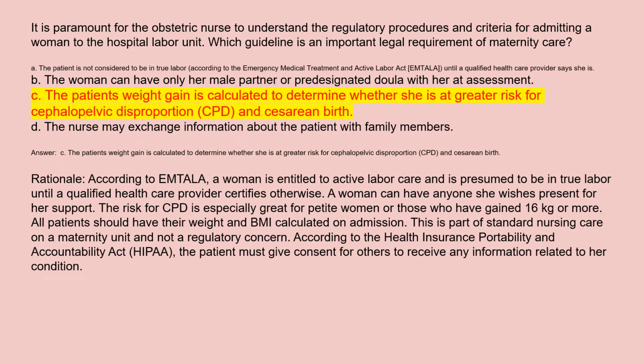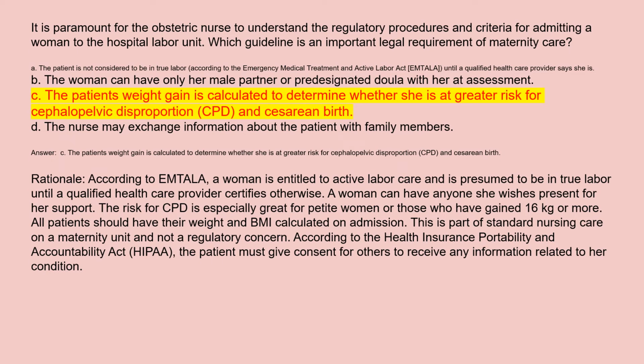Answer. C. The patient's weight gain is calculated to determine whether she is at greater risk for cephalopelvic disproportion, CPD, and cesarean birth. Rationale. According to EMTALA, a woman is entitled to active labor care and is presumed to be in true labor until a qualified healthcare provider certifies otherwise.